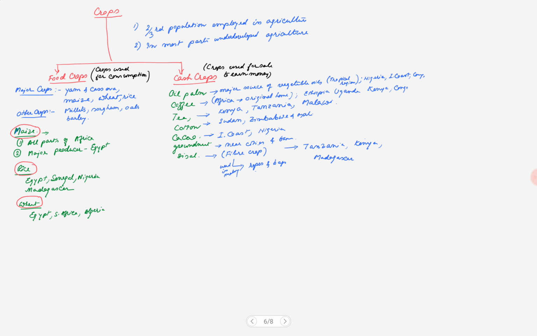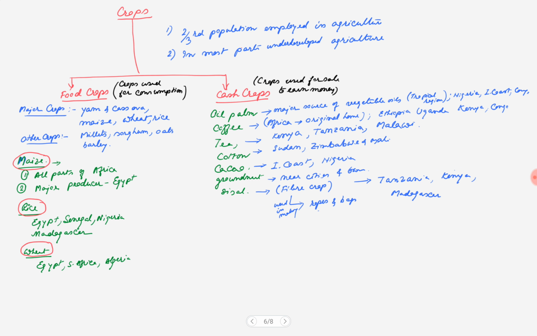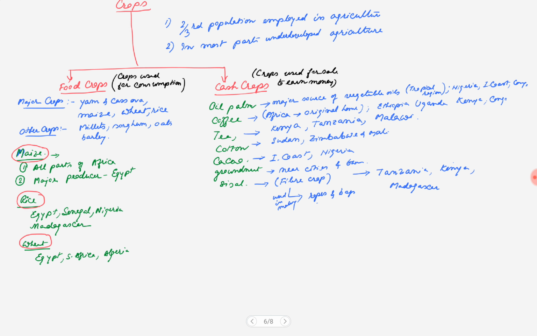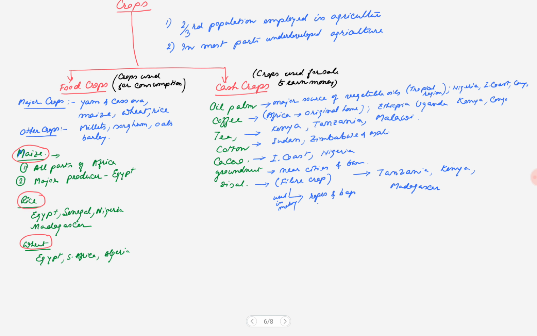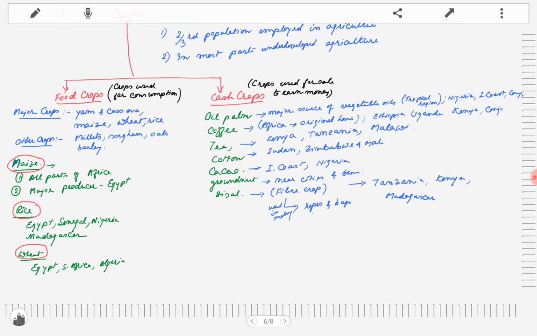Now, regarding the crops, two-thirds of the population of South Africa is employed in agriculture, and in most parts it is underdeveloped agriculture. Crops are of two types: food crops and cash crops. The crops used for food or for consumption are called food crops, and the crops used for sale to earn money are called cash crops.